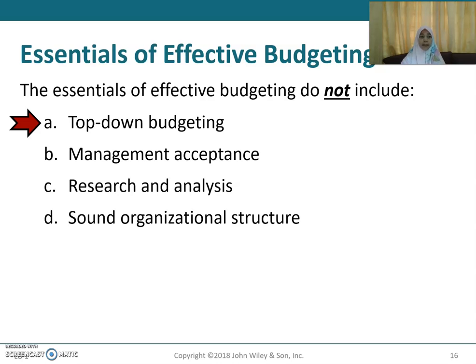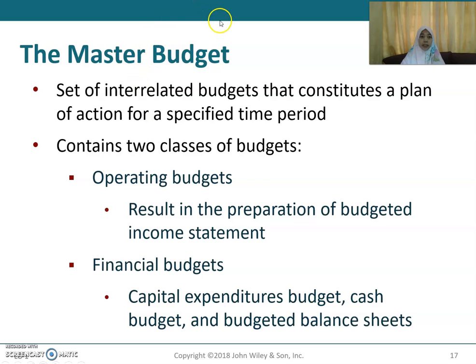Okay, and then the master budget. What is a master budget? So that is a set of interrelated budgets that constitutes a plan of action for a specified time period. So a master budget is actually the master one that includes everything, that constitutes a plan of action for all the budgets that you have prepared. So that is the interrelated budgets, from the sales to your production to your input of materials, your labor, and so on. Then it contains two classes of budgets, that is your operating budgets and your financial budgets.